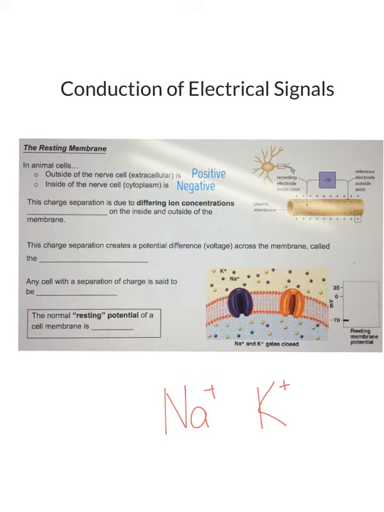The difference in concentrations between those ions, either outside of the cell or inside of the cell, is what causes this charge separation. If there are a lot of positive ions outside, the outside is going to be more positive. If there are fewer positive ions on the inside, then the inside is going to be more negative. The charge separation is due to differing ion concentrations, in this case Na+ and K+. You should put the little plus sign beside both of them like I did here on your notes. It's just difficult for me to type. So the charge separation is due to differing ion concentrations of sodium and potassium on the inside and outside of the membrane, and what this charge separation does is create a potential difference.